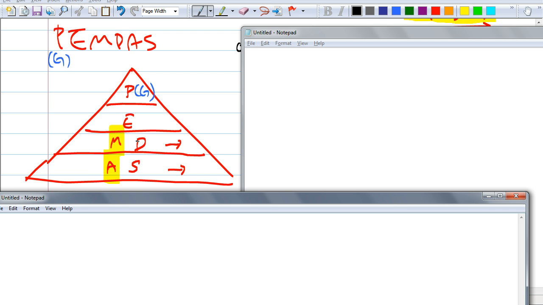And addition and subtraction also are on the same sort of level. So you've got to go from left to right first. Okay, they're the same sort of operation. Turns out, okay, that's later.